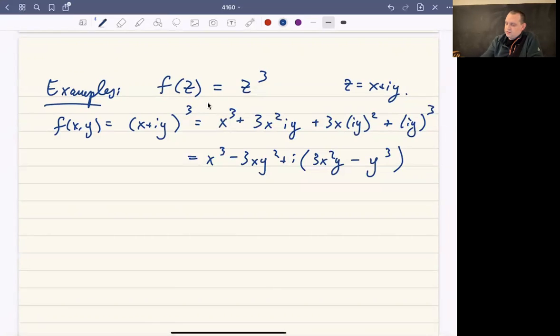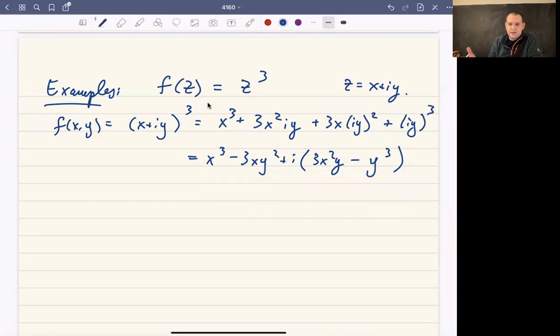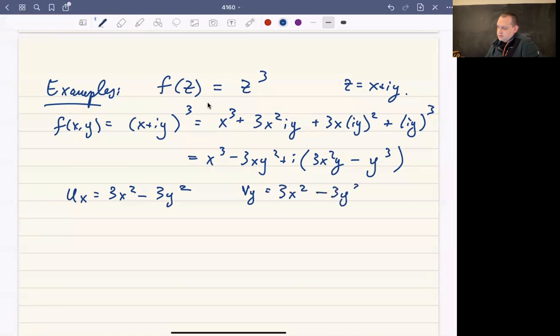Our u is going to be this first part, x cubed minus 3xy squared. That's our u of x,y. Likewise, our v of x,y is the quantity 3x squared y minus y cubed. Okay, let's verify that this function is differentiable everywhere by looking at the Cauchy-Riemann equations. If we look at u sub x, the partial of u with respect to x, that's going to be 3x squared minus 3y squared. The partial of v with respect to y should be the same thing, and it is indeed 3x squared minus 3y squared.